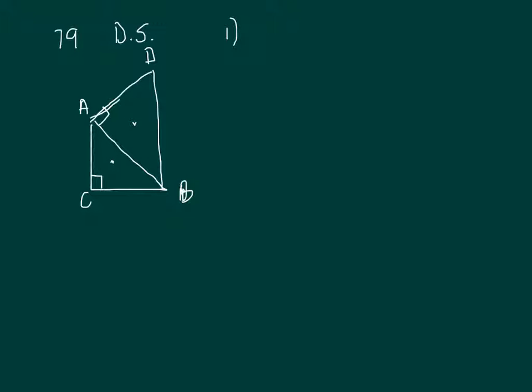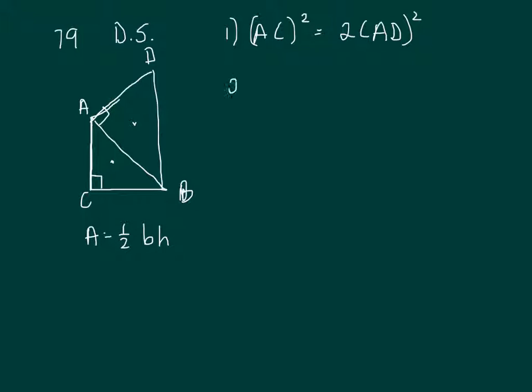All right, so let's look at clue 1. Clue 1 says AC squared equals 2AD squared. I can already tell you that tells me nothing. It tells me about this distance here, AC squared, and remember, we're trying to find the area, which is 1/2 base times height, right? So that doesn't help me.